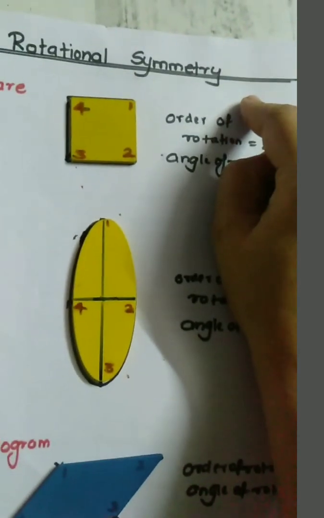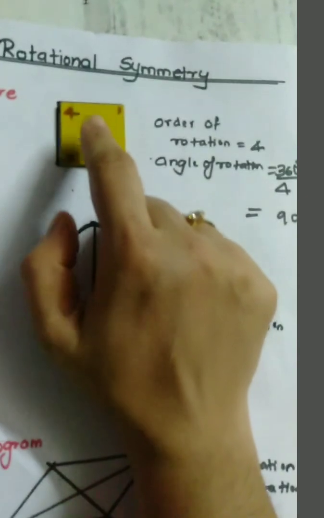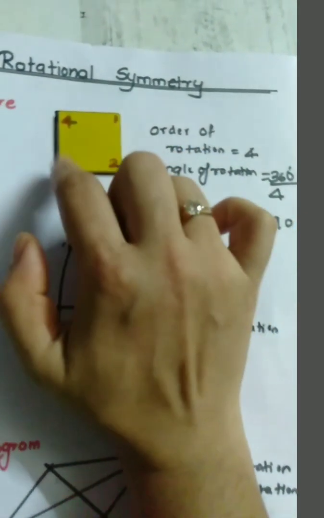Today we are going to study rotational symmetry. What is meant by rotational symmetry? Let's take an example. Here we have a square. We know in a square all four sides are equal. Each vertex has been given a number: 1, 2, 3, 4.